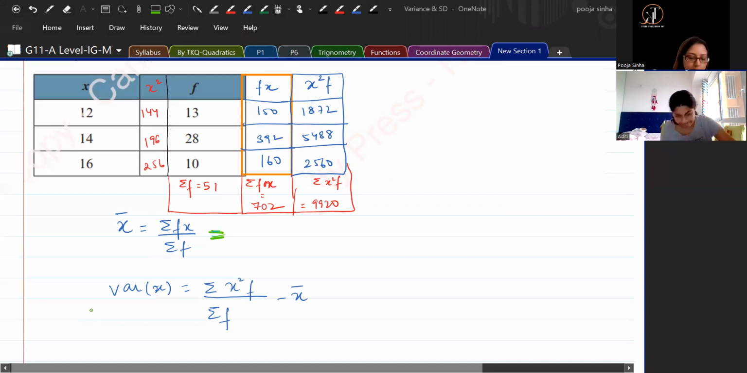28 is 5488 and no, ma'am, I messed up. I ended up doing 13 x square. I had to do 12 square into 13.